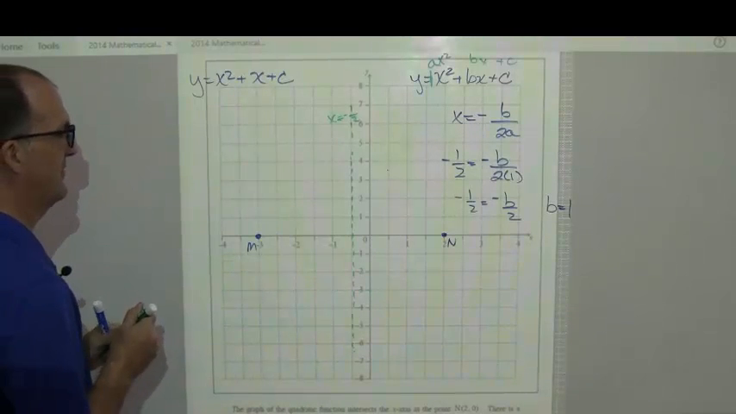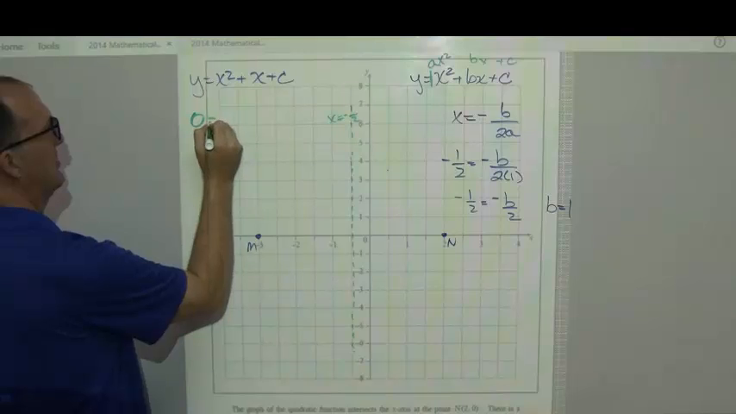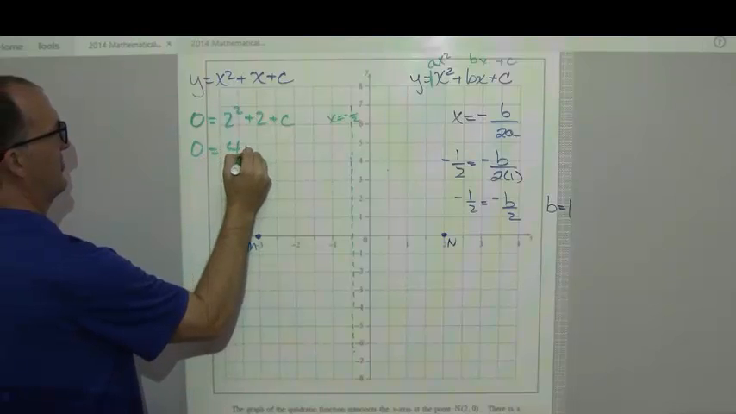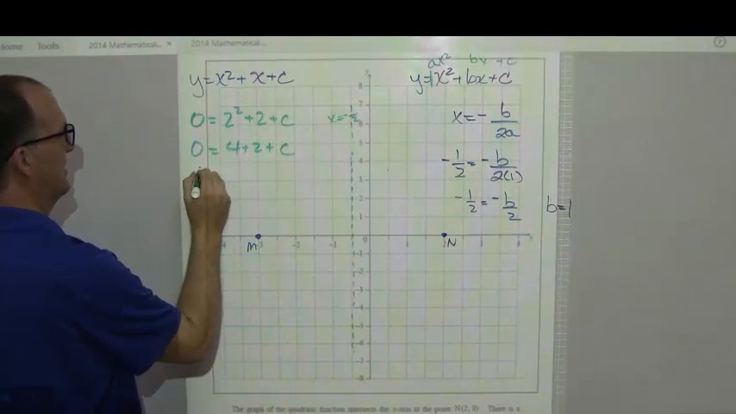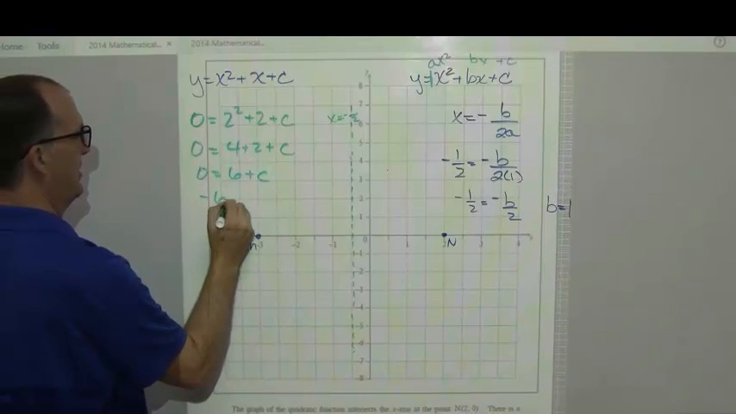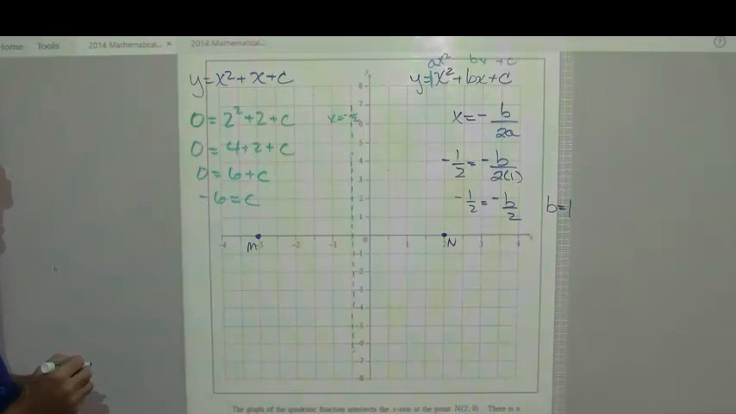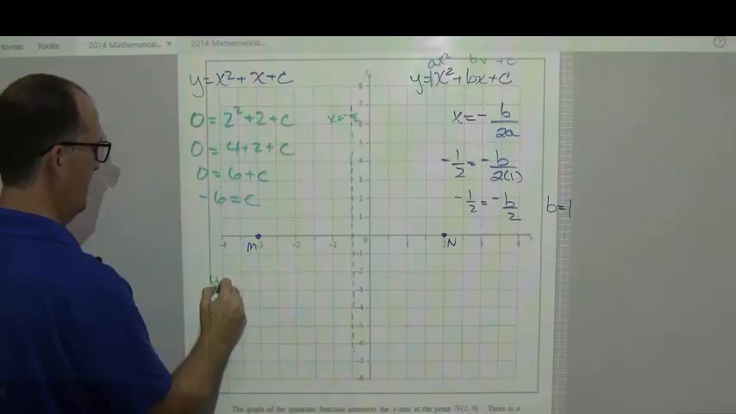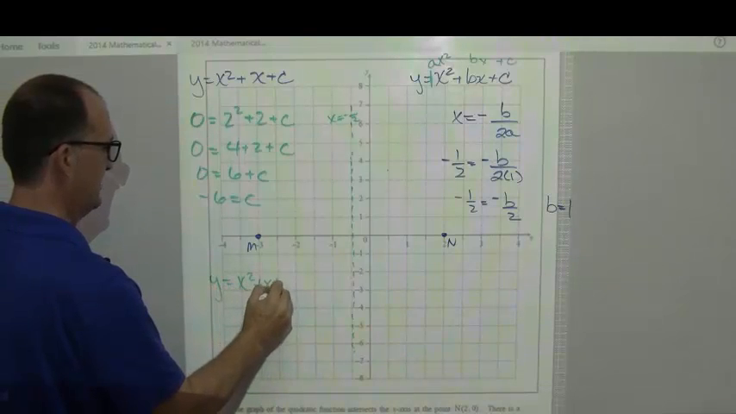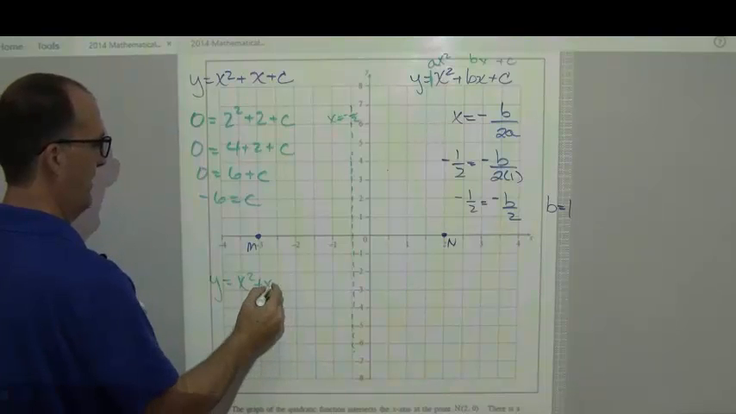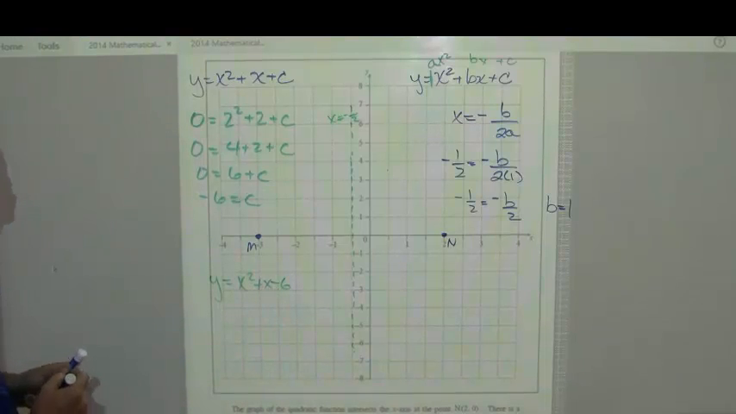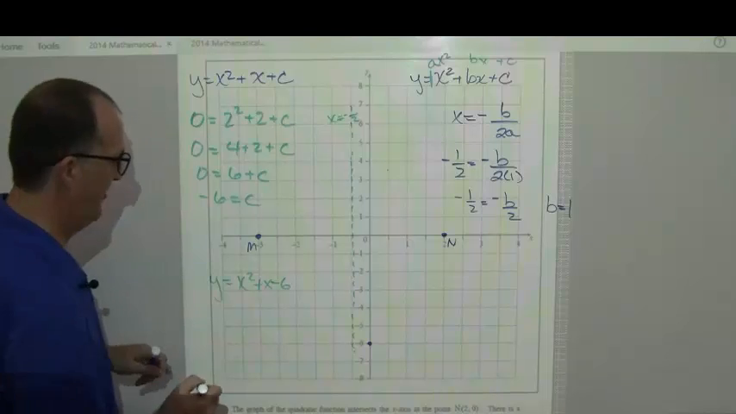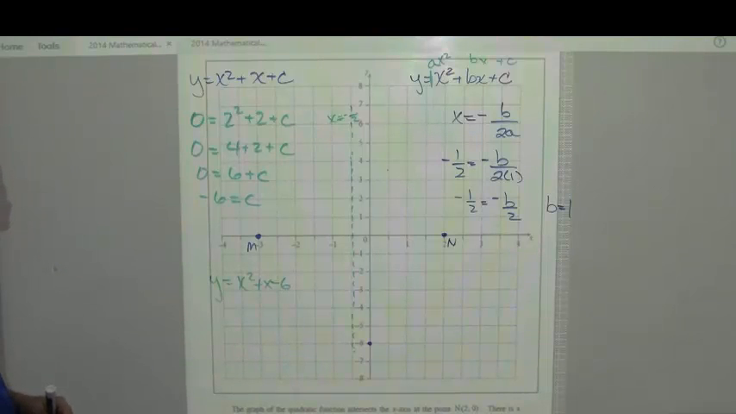I'll pick the positive 2. So 0 equals 2 squared plus 2 plus c. So 4 plus 2 plus c. 6 plus c. So -6 is c. And so now I have my whole equation, y equals x squared plus x plus -6. And if anything, I know that -6 is my y-intercept.